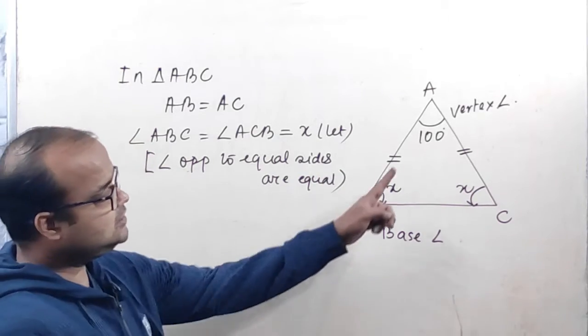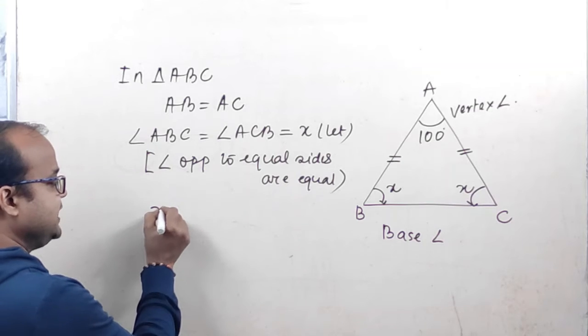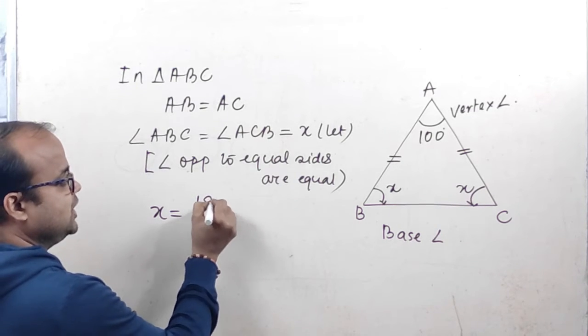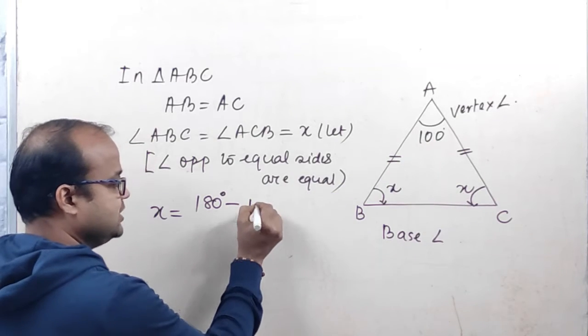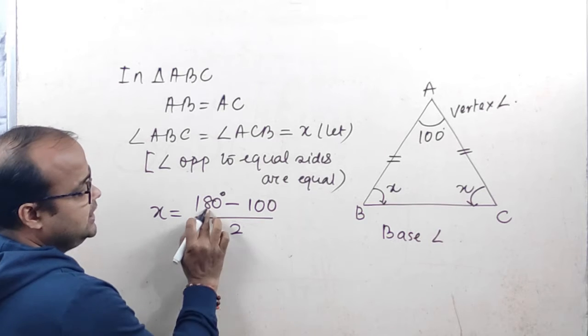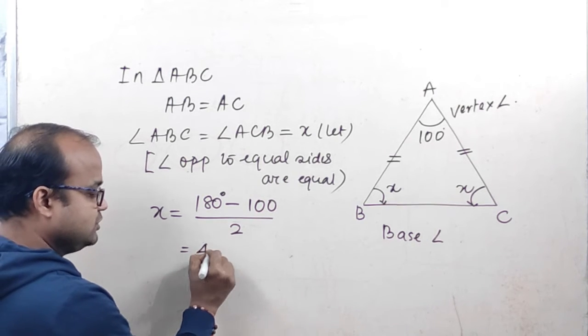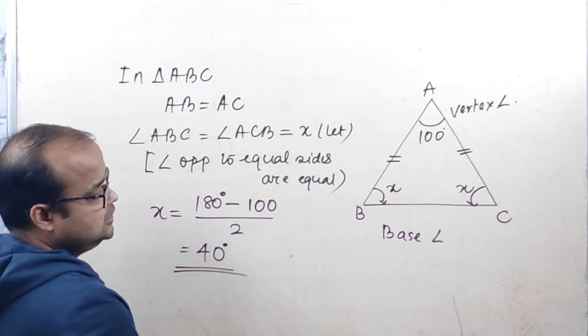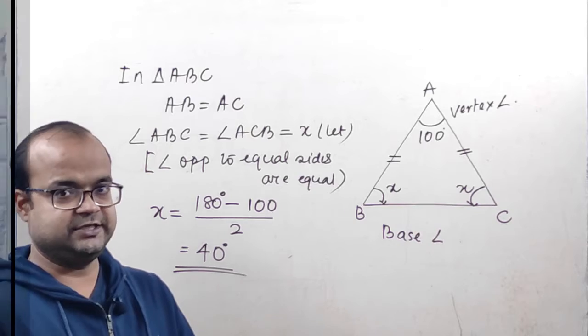Now either you can use the angle sum property, or directly you can write the value of X equals (180 degrees minus the other angle, that is 100 degrees) divided by 2. That means 180 minus 100 equals 80, by 2 equals 40 degrees. So each base angle is equal to 40 degrees.